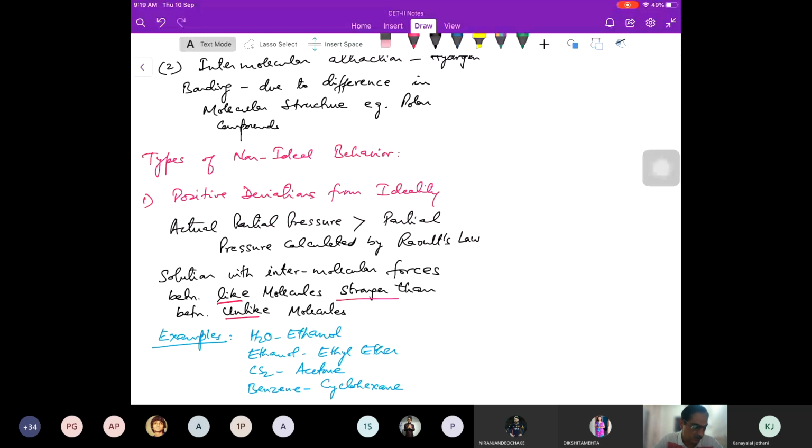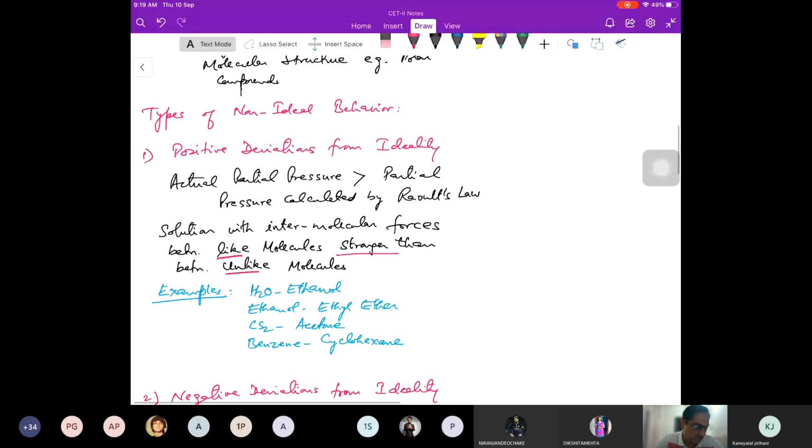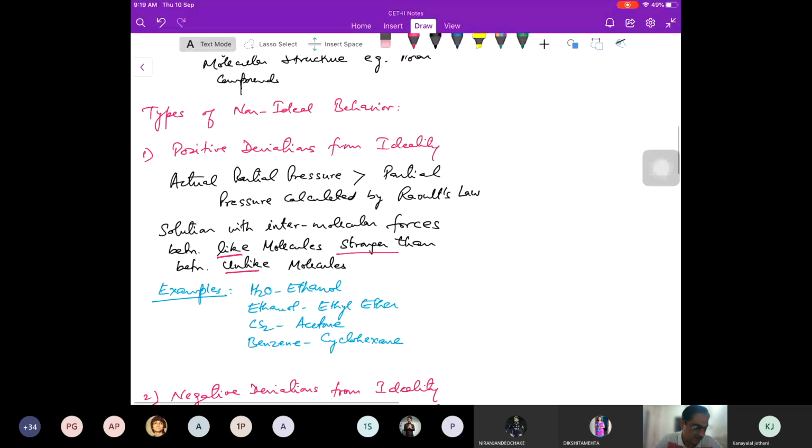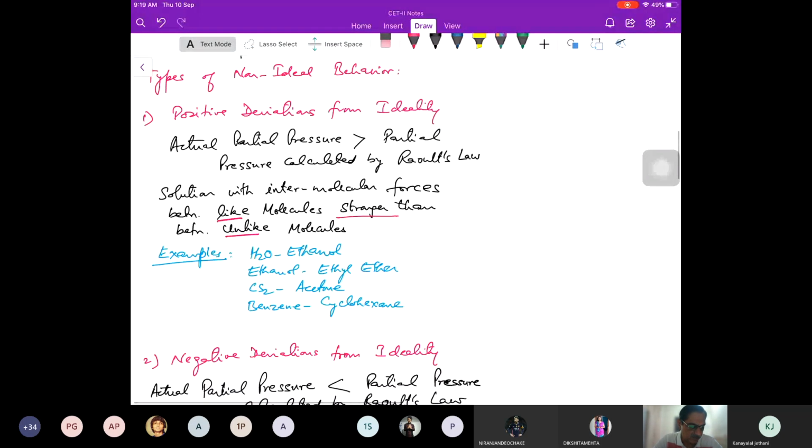In such solutions, intermolecular forces between like molecules are stronger than between unlike molecules. Examples given are ethanol water, ethanol ethyl ether, CS2 acetone, benzene cyclohexane. To understand: if the actual partial pressure is greater than the partial pressure calculated by Raoult's law, it is positive deviation from ideality. Greater means positive.